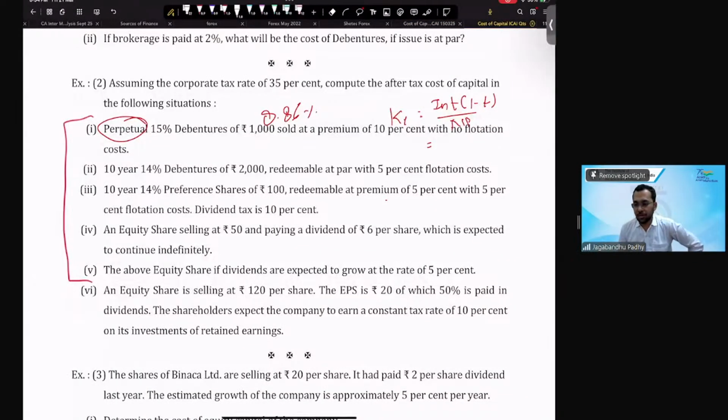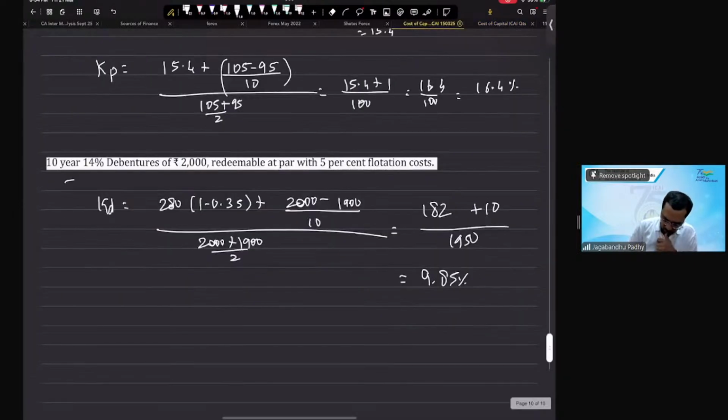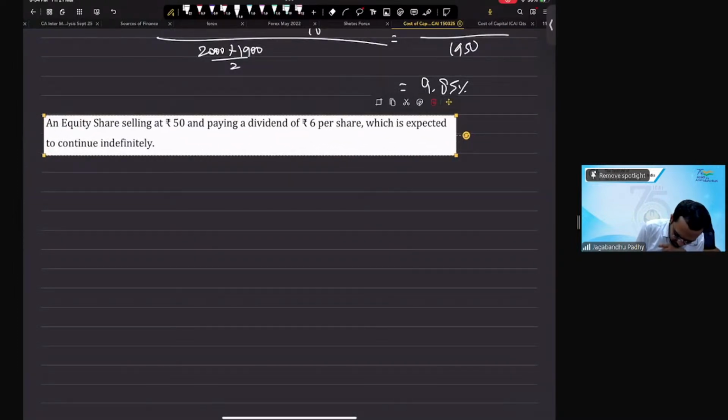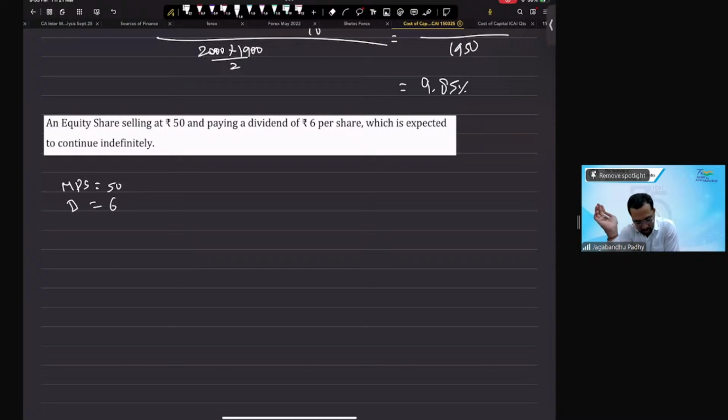Okay. Look at the fourth question now. Fourth question, an equity share selling at rupees 50 each, which is market price per share is 50, and paying a dividend of rupees 6 per share. So dividend is 6, which is expected to continue indefinitely. This is a constant dividend model, wherein we say cost of equity will be simply dividend upon market price per share. The dividend is 6 upon market price is 50. So 6 divided by 50, which is 12%. Right?